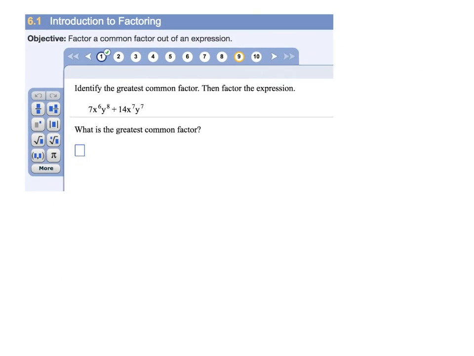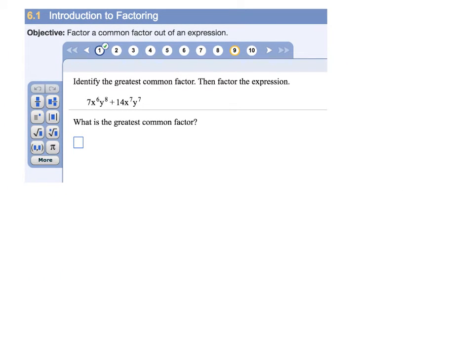And man, they're just getting ugly. These are just ugly, ugly, ugly. So you've got 7x to the 6th, y to the 8th, plus 14x to the 7th, y to the 7th.